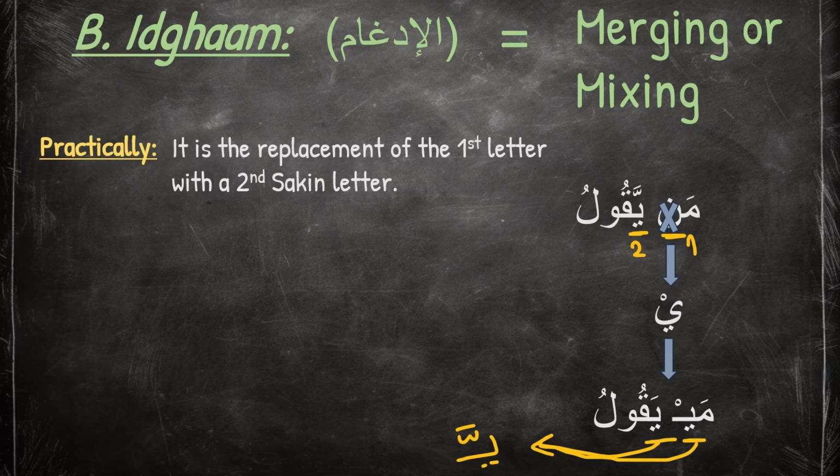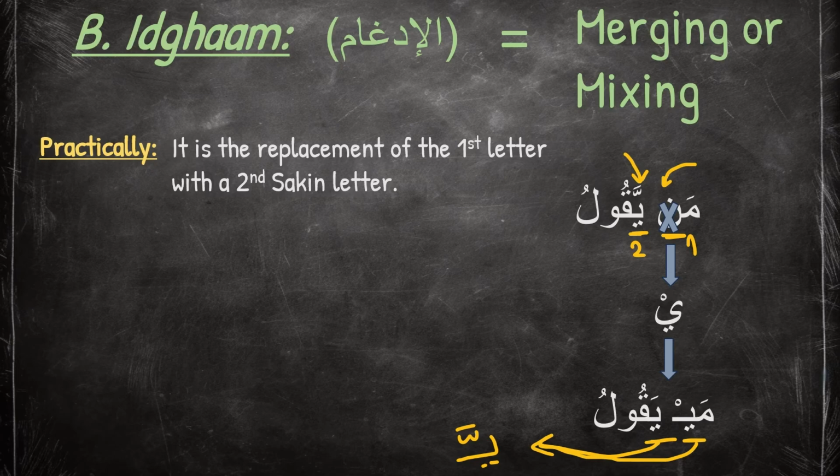So this example is pronounced may yaqul, no noon pronounced, and this is what's meant by idgham, or merging. Take care: this is a noon sakina, the first part, and this is a ya mutaharrika, the second part, and combining these two letters together gives us a ya mushaddad.